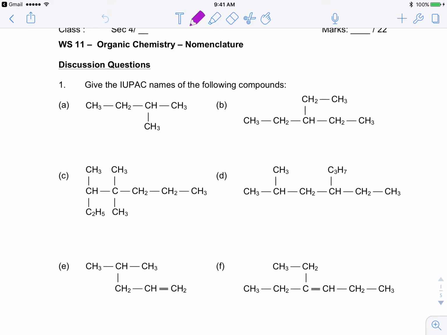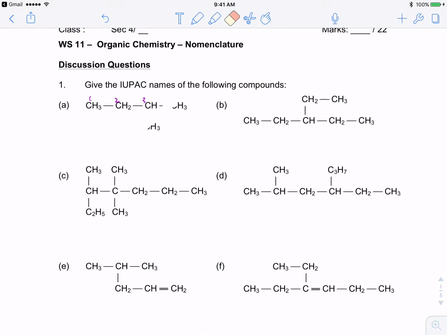Let's look at discussion question 1. Give the IUPAC names of the following compounds. For the first one, always look out for the longest carbon chain. In this case, it can be numbered 1, 2, 3, 4 from either end. Both ways will give us the same answer.